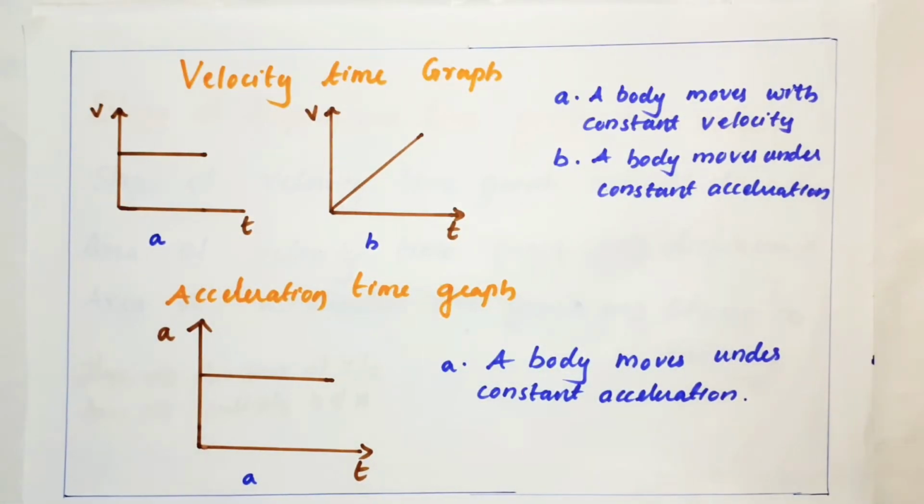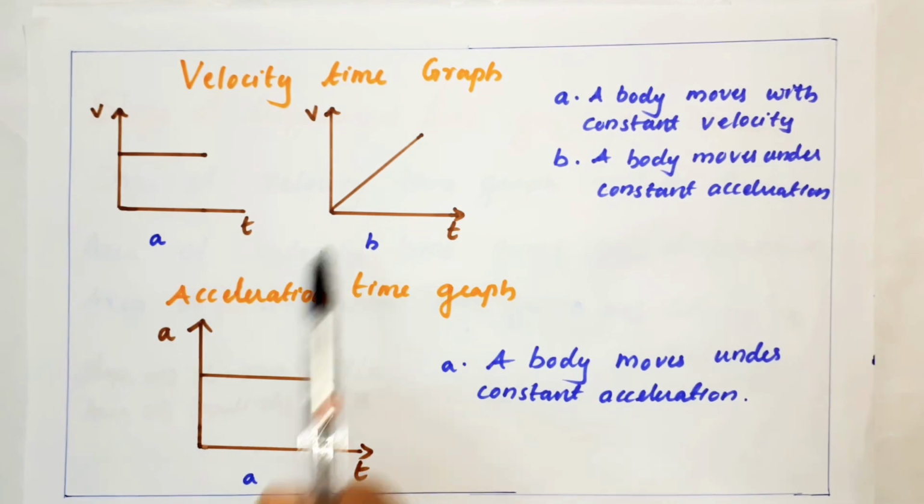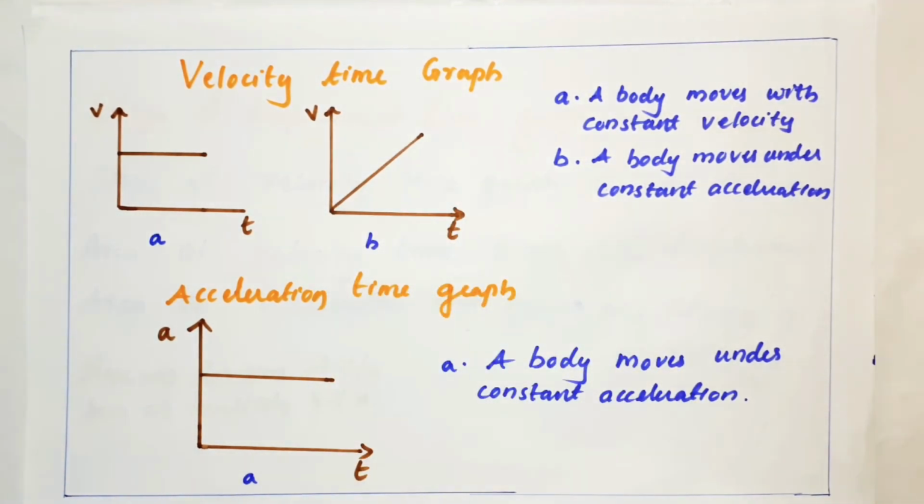Look at the next graph, the velocity time graph. In this graph, you see a straight line. Here it is a straight line going like this.